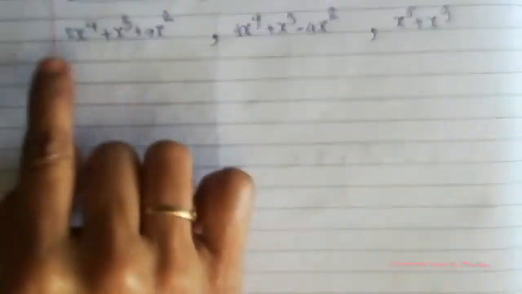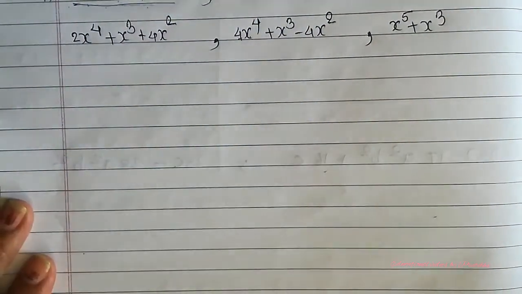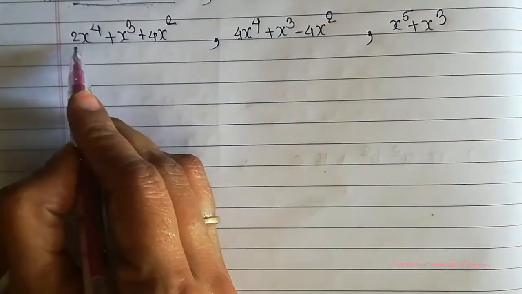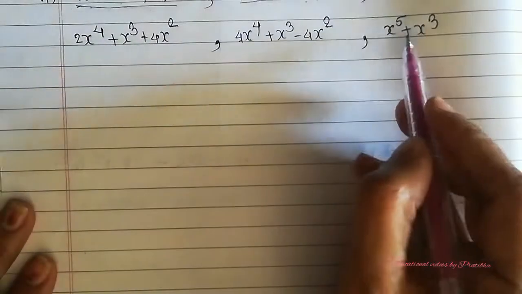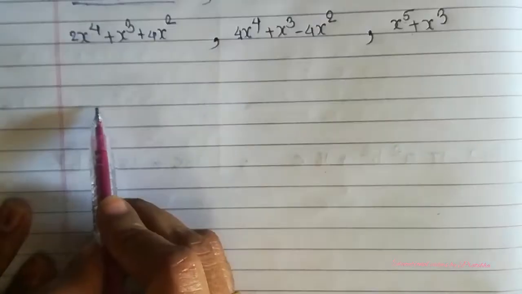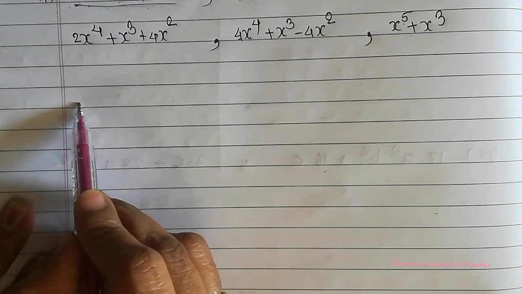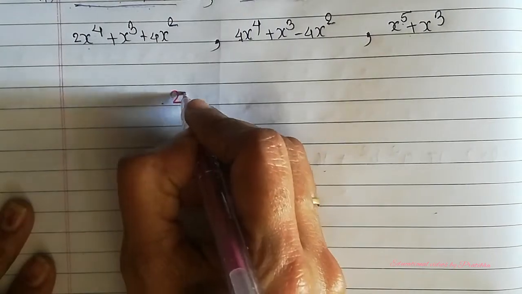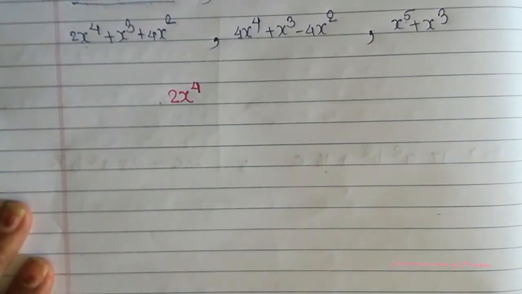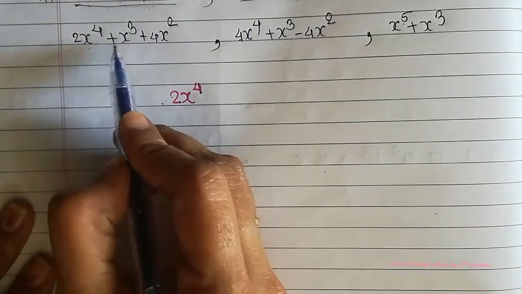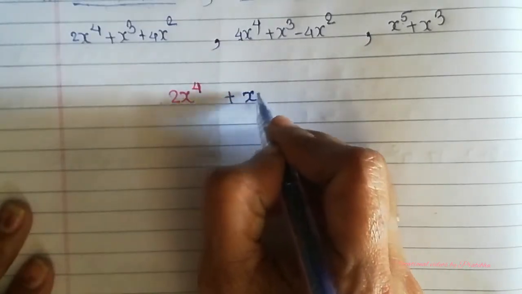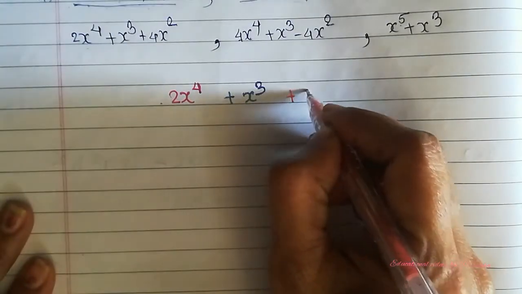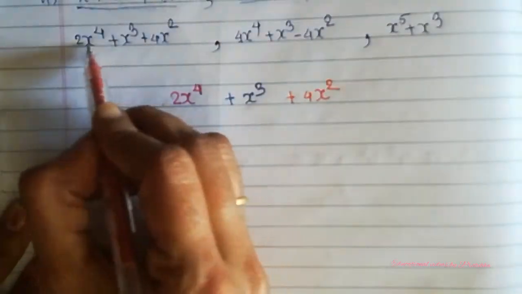Let us write these expressions in vertical manner now. So I am writing the first expression first. In the first expression the highest power is 4, but in the last expression the highest power is 5. So we will not start it directly from here. We will leave some space and then we will write the first term. First term is 2x raised to power 4. Now we will write the second term, which has the highest power as 3. So plus x cube, then I am writing power 2, that is plus 4x square. I am done with the first expression.